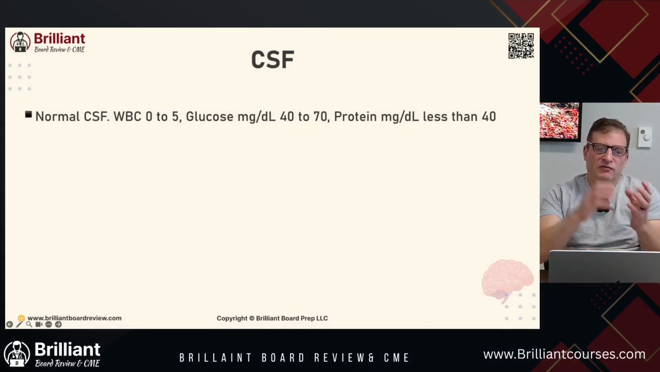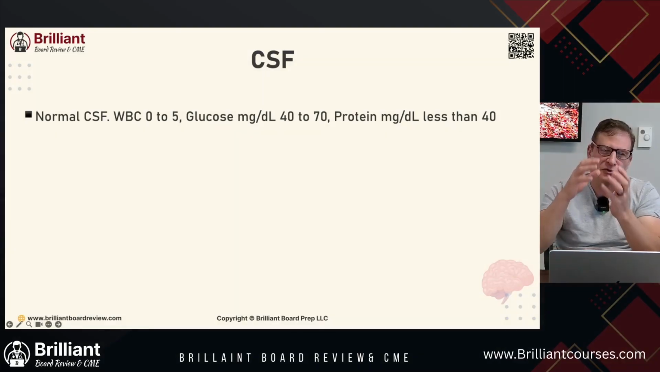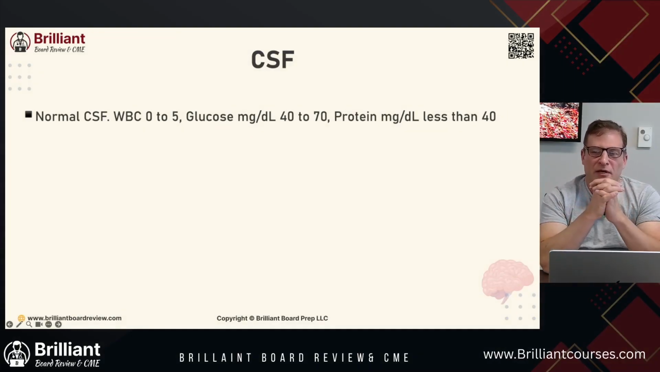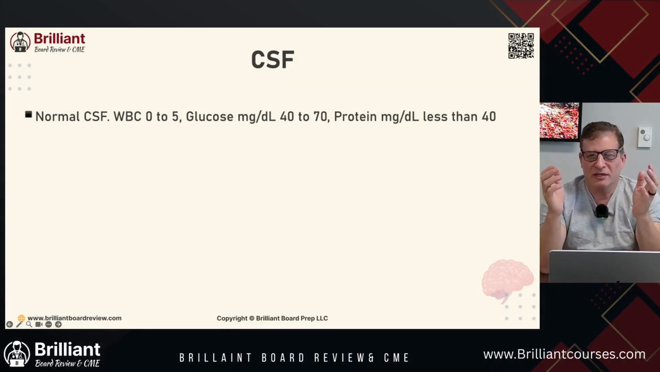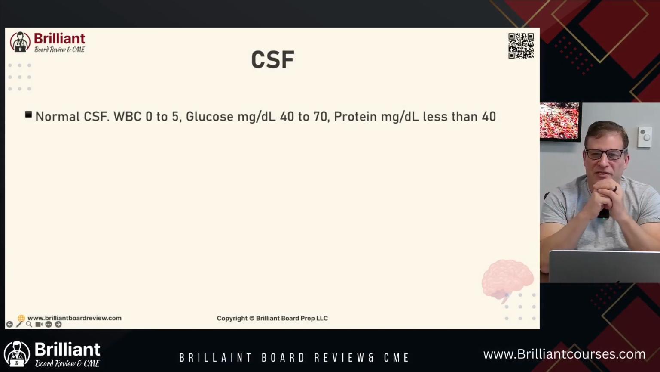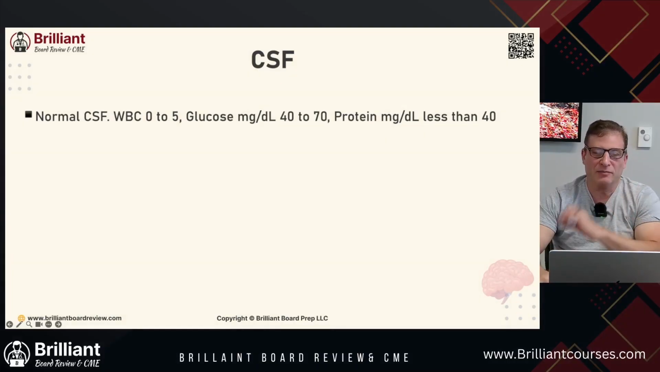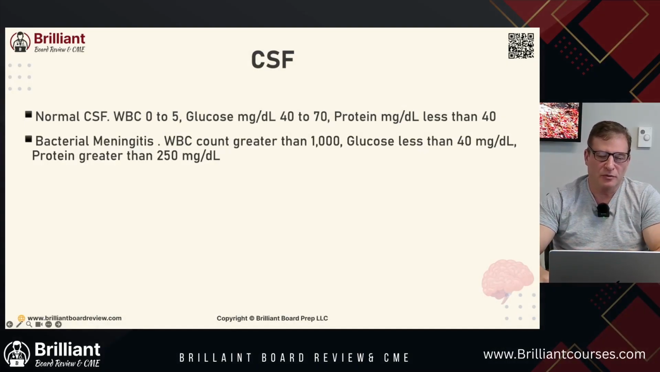CSF is formed, we're basically filtering out our blood, and the glucose should be 2/3 of what your blood glucose is. So if your blood glucose is 300, take 2/3 of that. The normal isn't going to be 40 to 70 for that patient, because it's 2/3 of what the blood serum glucose is. Protein should be less than 40, and we're going to talk about how that can be wrong too as we get older.